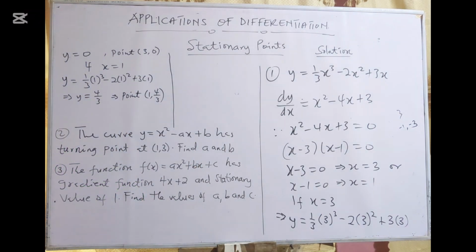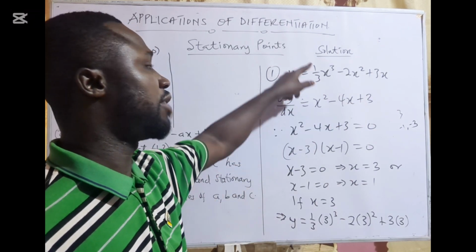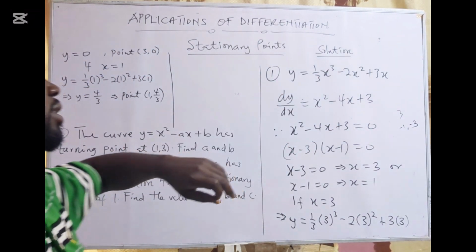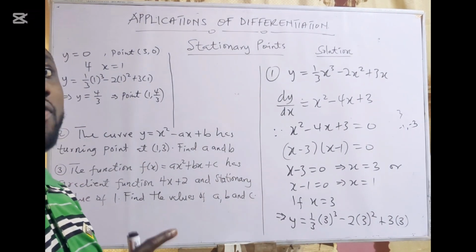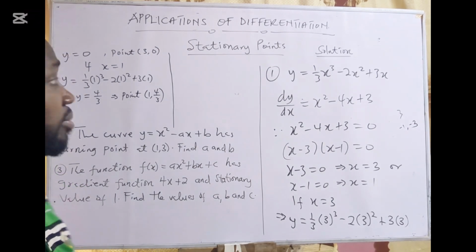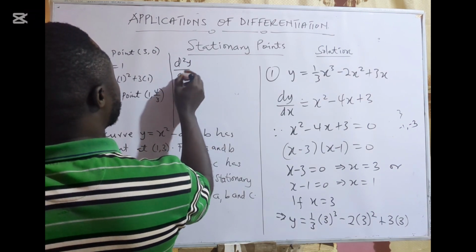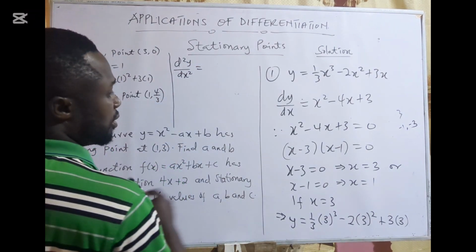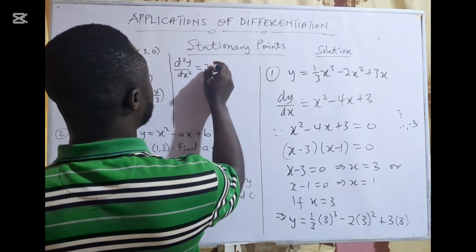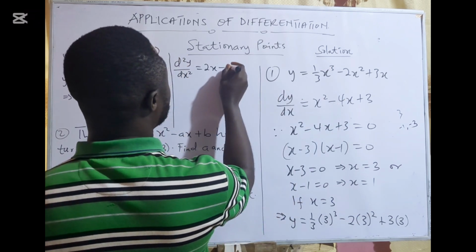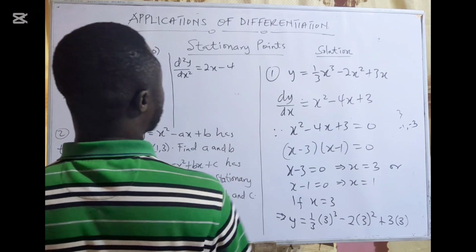So to determine the maximum or the minimum, we have to further differentiate this. If we differentiate and the answer we get is less than 0, then that particular point is a maximum. If it is greater than 0, then that particular point is a minimum. So d squared y over dx squared will give us 2x minus 4.